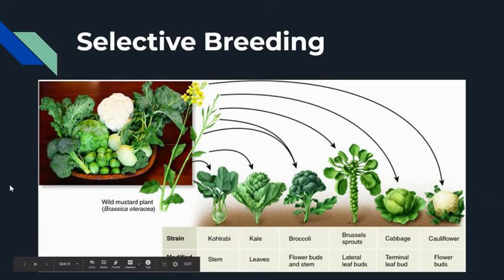We also did this with food. Here are some pictures of what it currently looks like and what we've modified. In kohlrabi, we modified the stem. In kale, we modified the leaves; in cauliflower, the flower buds and stems; in broccoli, the lateral leaf buds. This is what we've modified.